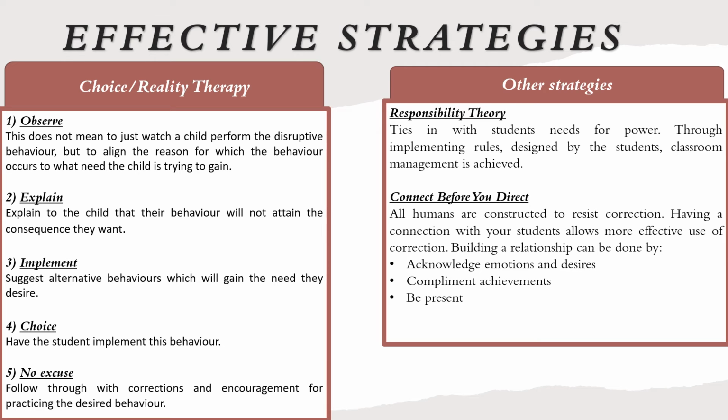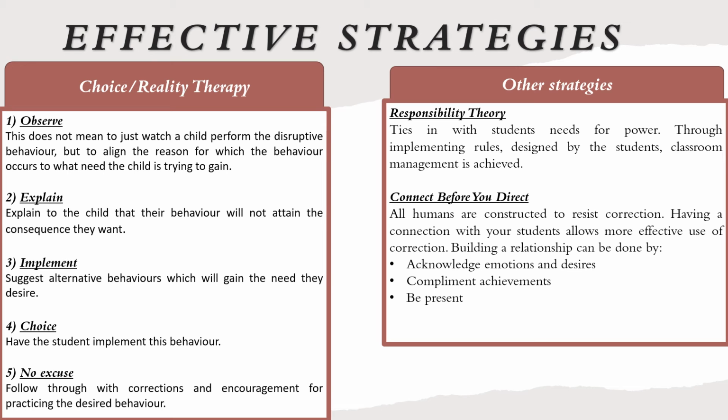The first step is to observe the disruptive behavior that occurs. This does not mean to simply watch the child perform the behavior, but to align it with the reason why it is occurring. Once an understanding of the motive is gained, you want to explain to the child that their behavior will not attain the consequence they want.